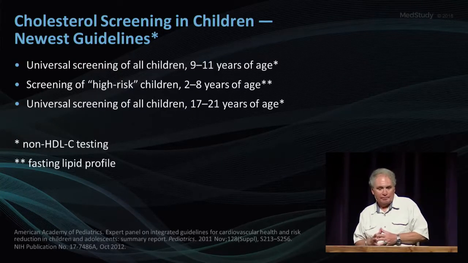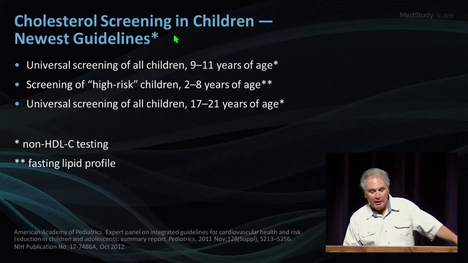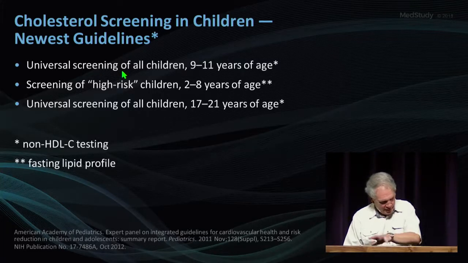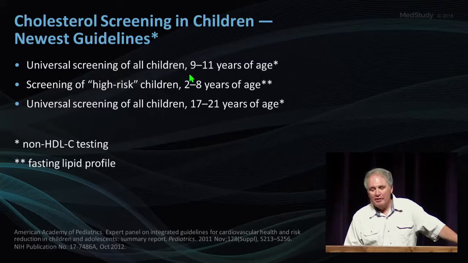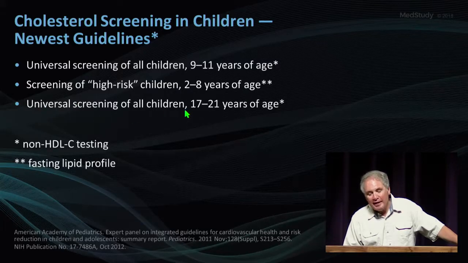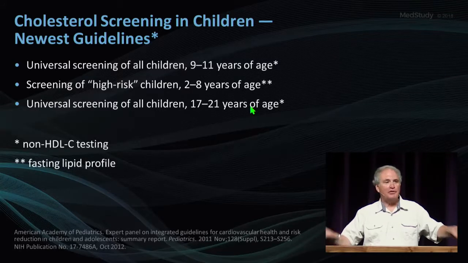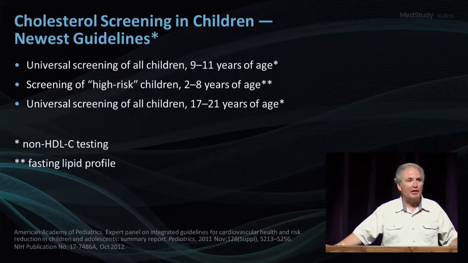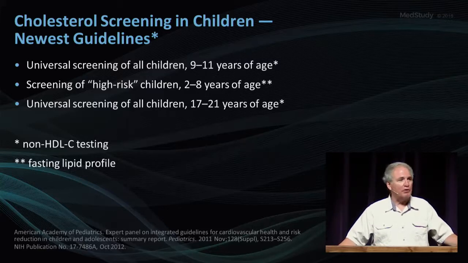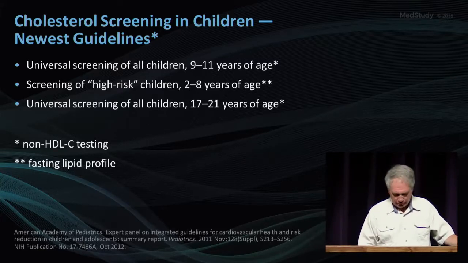Okay, so here's the guideline. We recommend universal screening, measurement of cholesterol and/or fasting lipid profile, as indicated on the slide here, for all children between the ages of 9 and 11 years of age. Those children who you think are high risk because of a family history or other issues like diabetes, et cetera, should be screened between 2 and 8 years of age, and that should be a fasting lipid profile. And then again, universal screening of all children again at 17 to 21 years of age. So this is a very different kind of recommendation than a few years back. Just be aware, the newest recommendation, everybody gets screened.